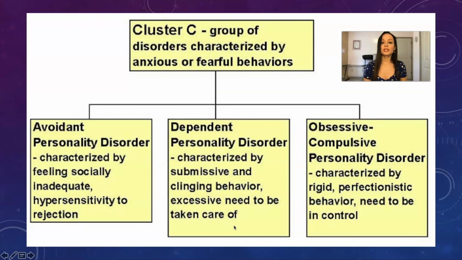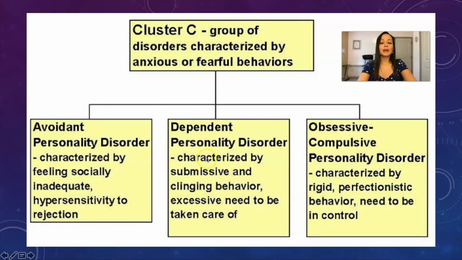So cluster C personality disorders, they're characterized by anxiety, so anxious or fearful behaviors. There's avoidant personality disorder, which a lot of people are using the word antisocial incorrectly, and they really mean this term, the avoidant personality disorder. And avoidant personality disorder is characterized by feeling socially inadequate, hypersensitivity to rejection, so much so that they don't really go out. That's why people are like, oh, I'm antisocial, but no, you're avoidant if you're not going out at all.